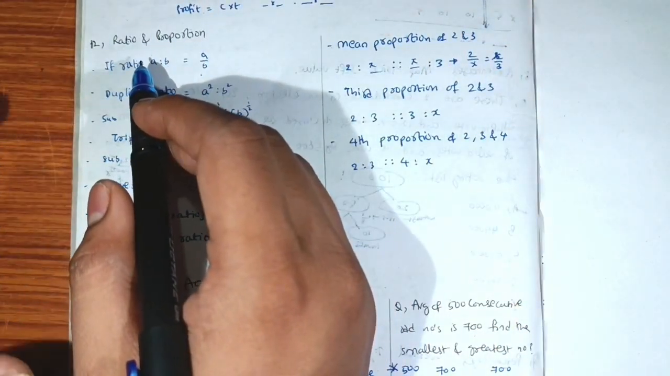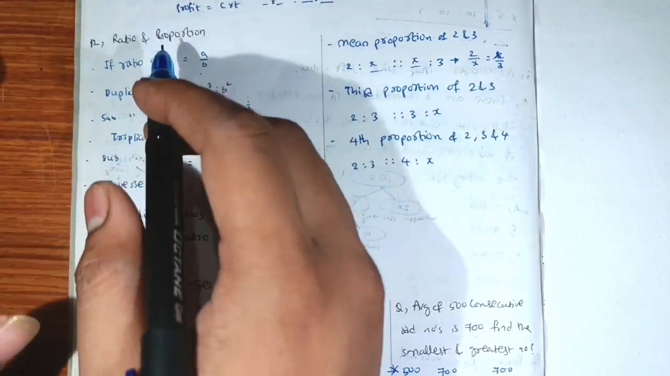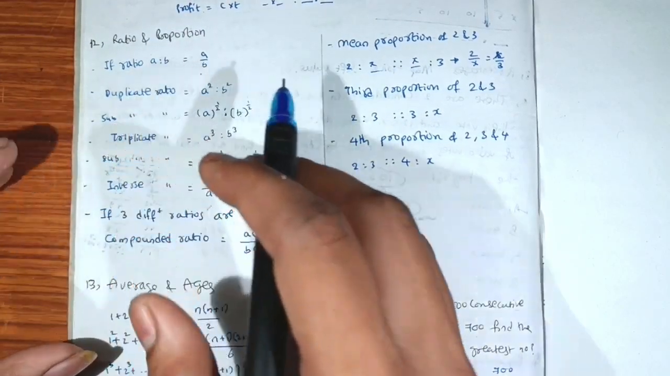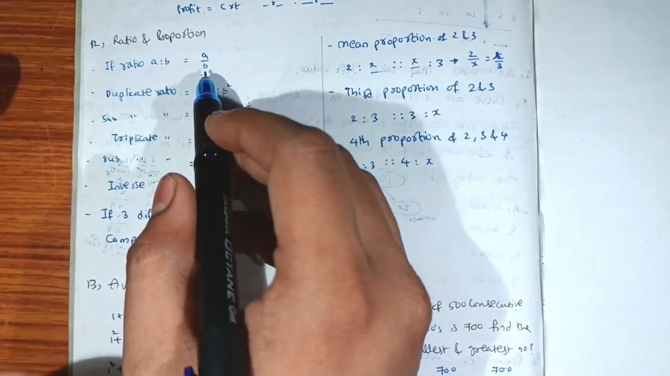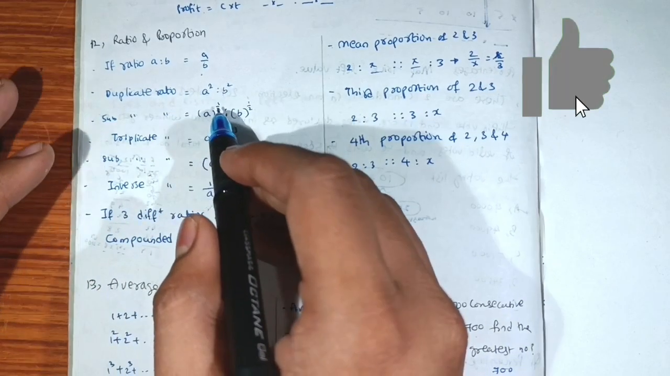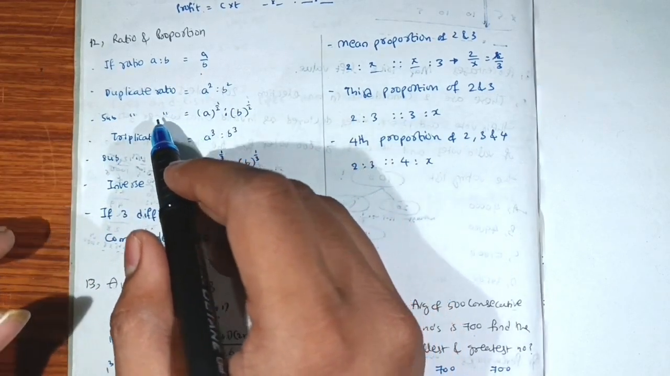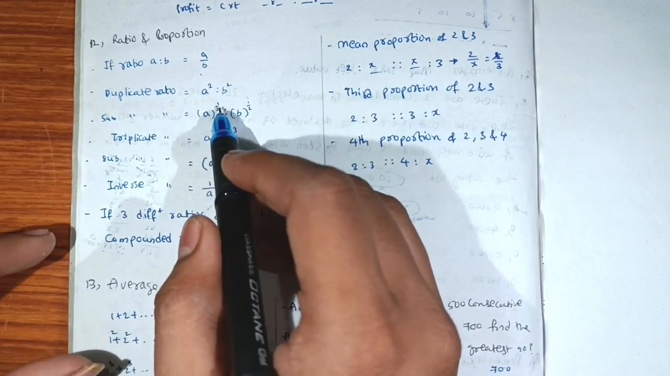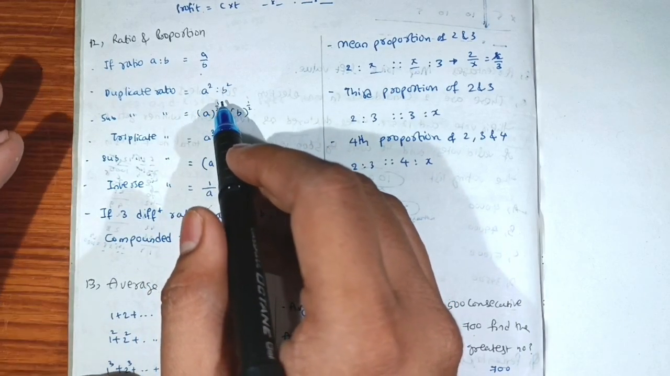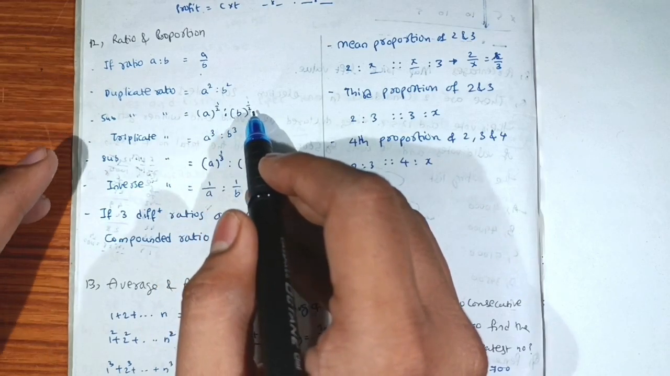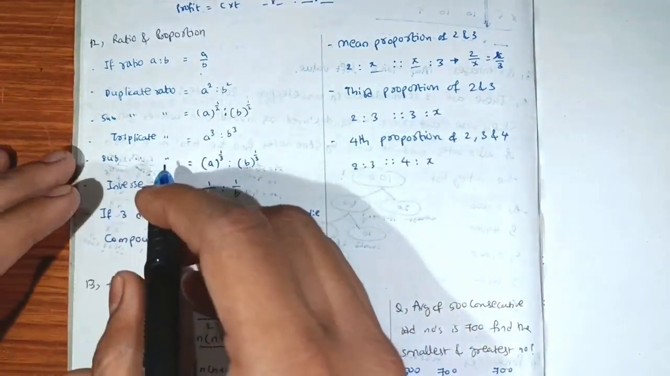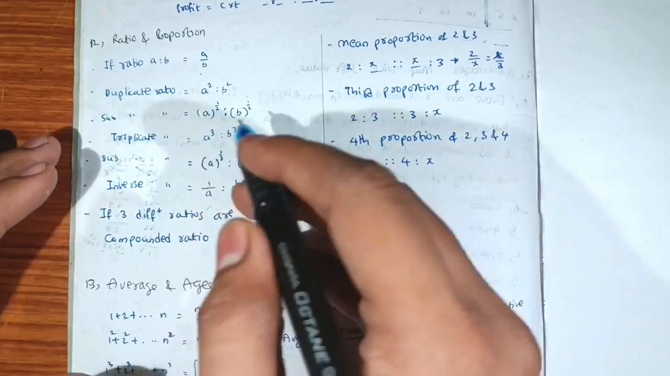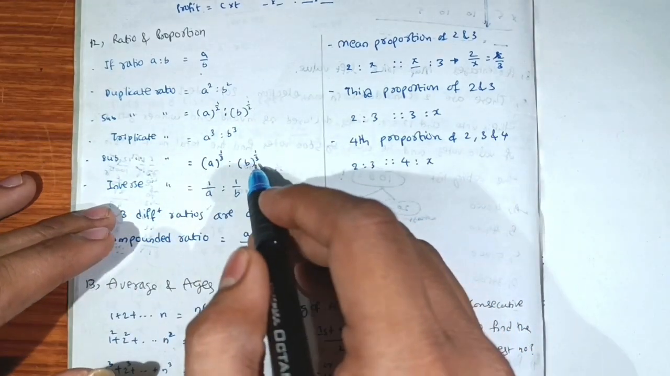Then we have seen the topic ratio and proportion after the completion of partnership. In ratio and proportion we have a few concepts. The ratio A is to B is nothing but A by B. The duplicate ratio will be A square is to B square. Sub duplicate ratio means you take the root of this, like under root A is to under root B. Triplicate ratio means A power 3 is to B power 3. Sub triplicate means you take the cube root, which looks like this.